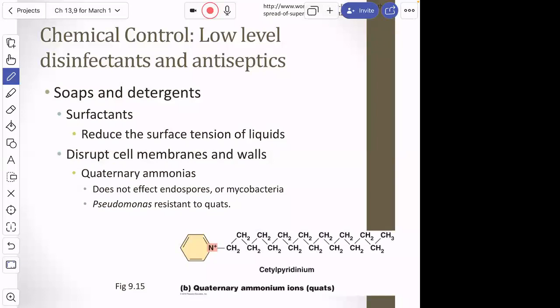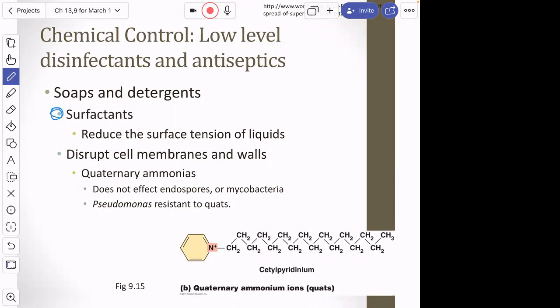So probably the first thing that you would think of if you were going to use some kind of substance to kill a microbe is soap. Soap and detergents are considered low level. What's the difference? A soap is derived from natural products and a detergent is synthesized, in case you're interested in the difference there, but they both work the same way. They're surfactants, so they reduce the surface tension of liquids. That means they're decreasing the attraction between the molecules.